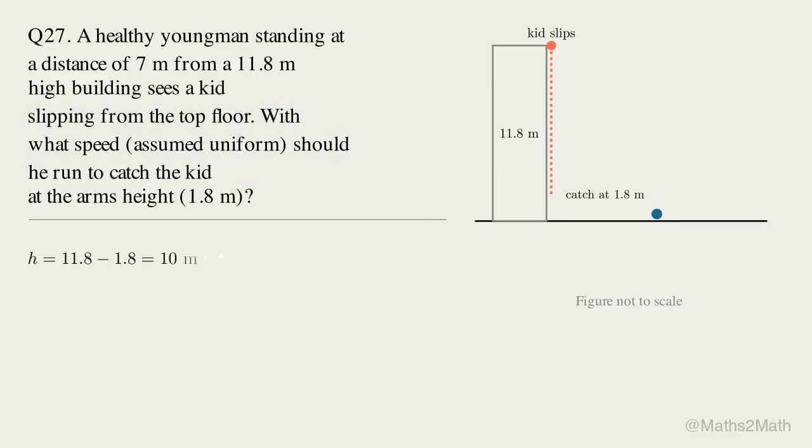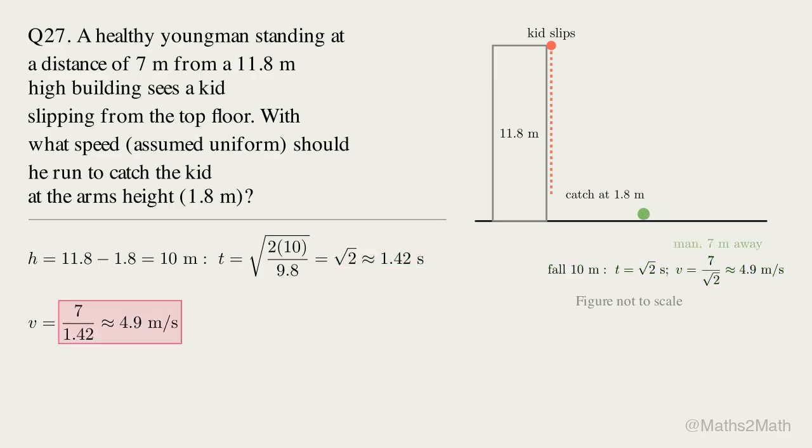The kid falls from 11.8 down to 1.8, a drop of 10 meters. Free fall time, root of 2 times 10 over 9.8, which is root 2, about 1.42 seconds. To cover 7 meters in that time, he must run at 7 over 1.42. About 4.9 meters per second.